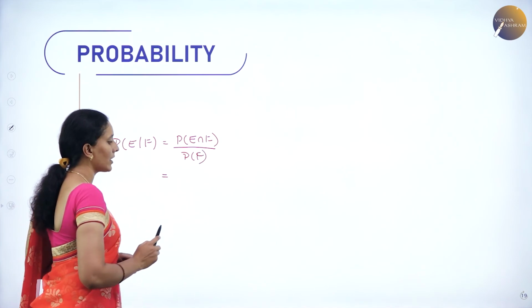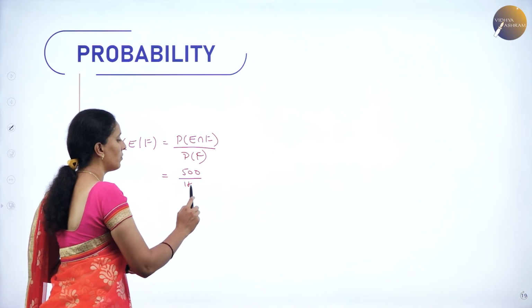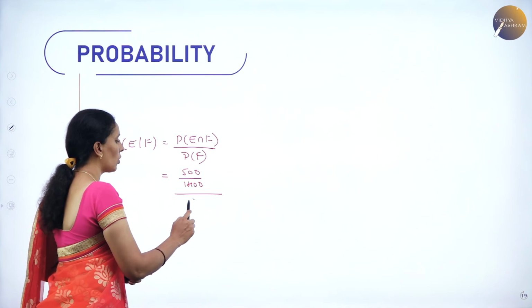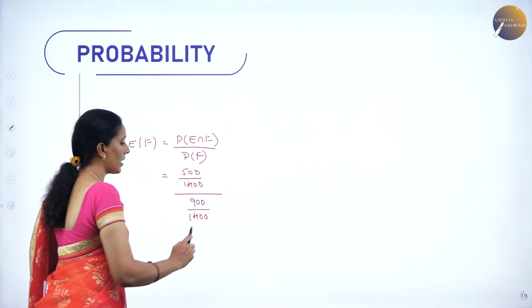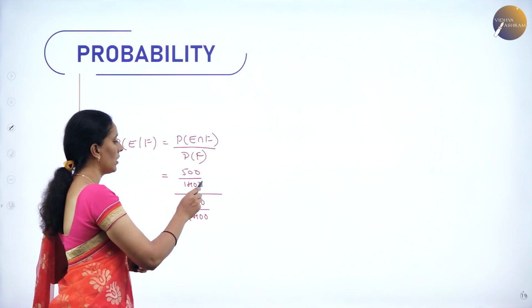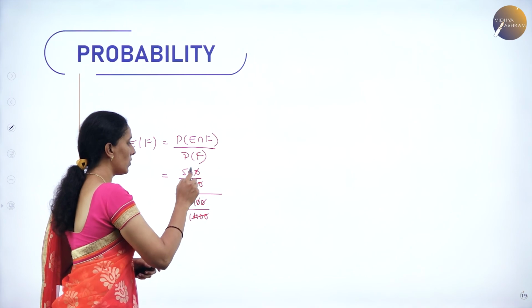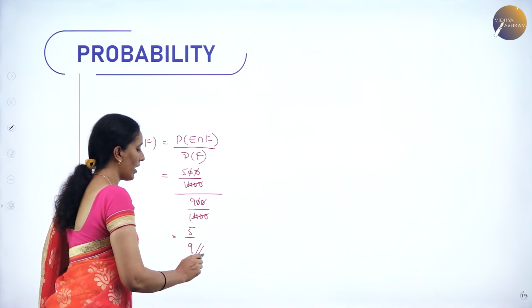So E intersection F is 500 divided by 1400. The probability of F is here, the total multiple choice questions is 900, and the probability is 900 over 1400. The 1400s cancel, the zeros cancel. Hence the value of the probability is 5 over 9.